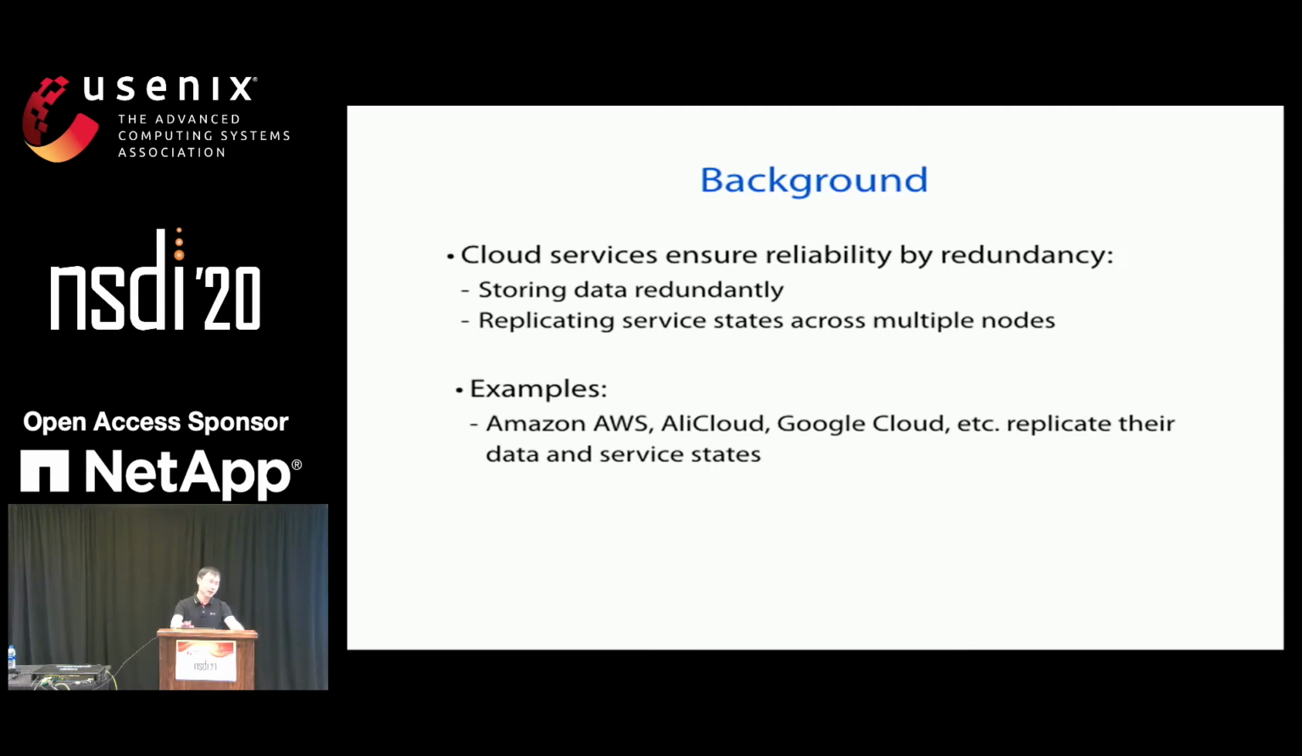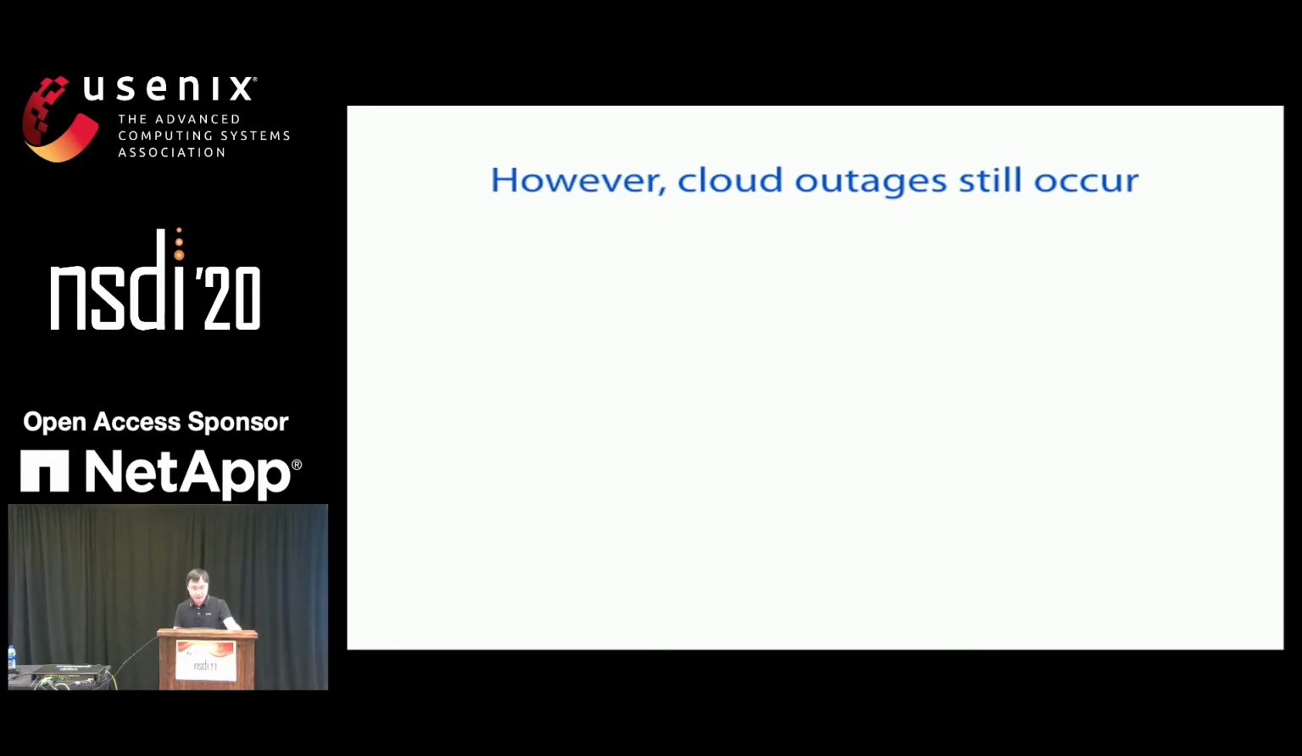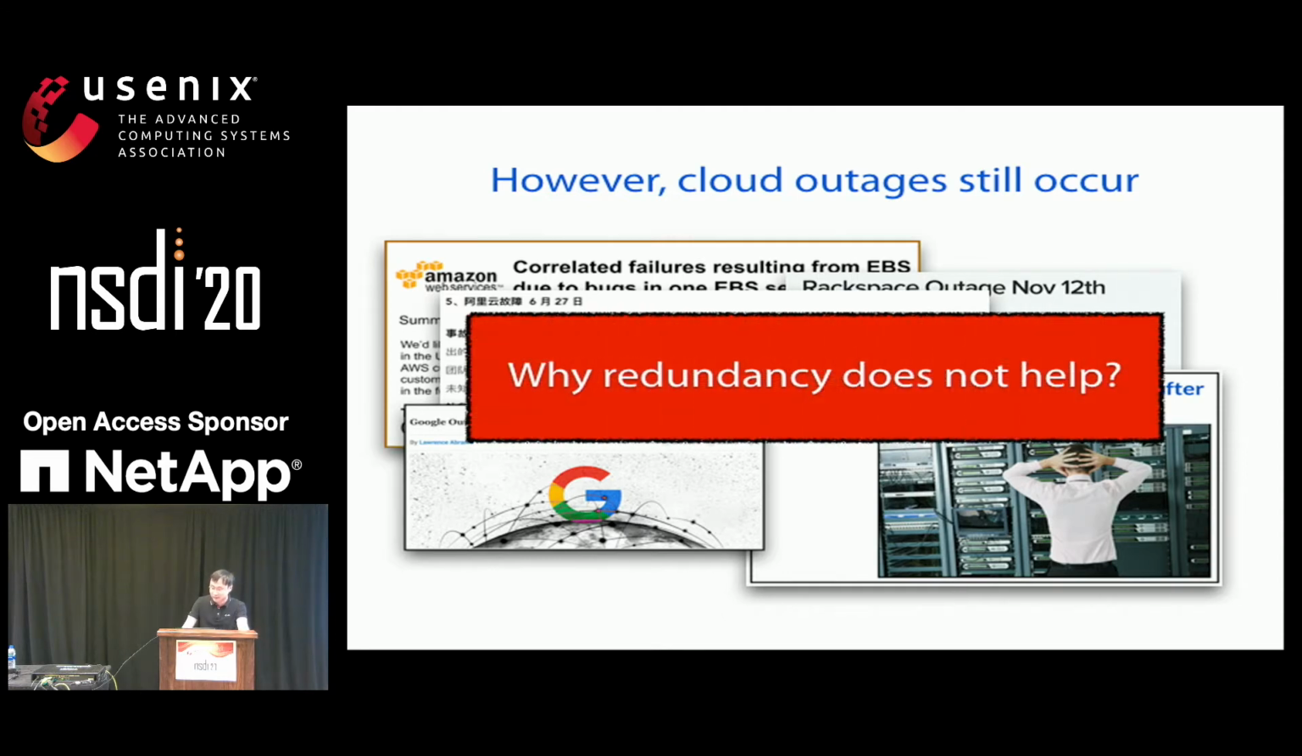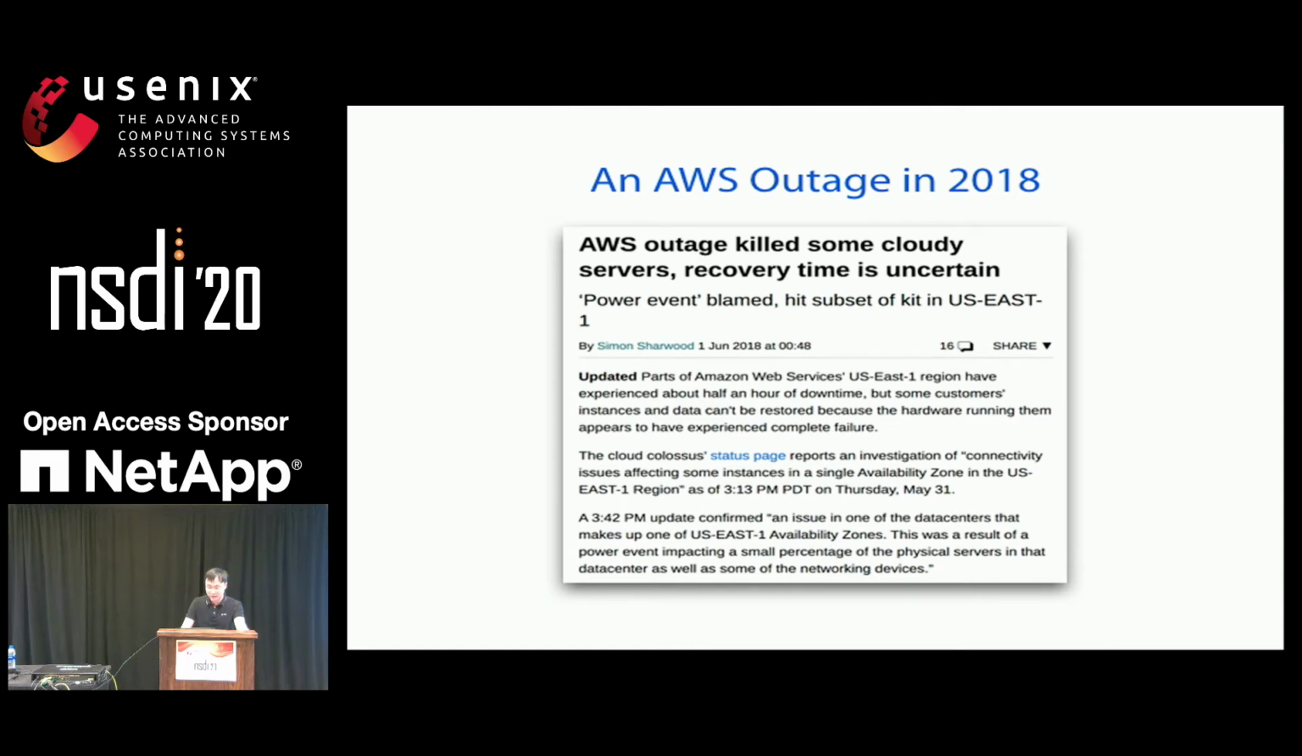For example, in Amazon AWS, they replicate the data across different servers. In Alibaba Cloud, we replicate the important service state across different regions. However, cloud outages still occurred very frequently in recent years despite the redundancy efforts. These outage events are very expensive and cause big losses. So you might be wondering, why do the redundancy efforts not help in this case? Let me show one real example that happened last year in Amazon AWS to illustrate the root cause.